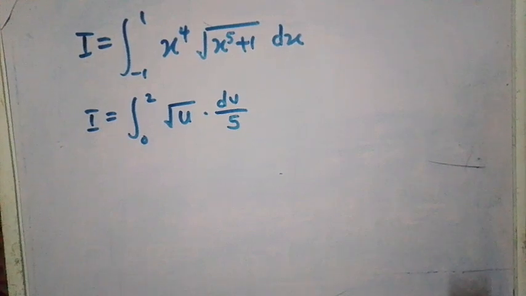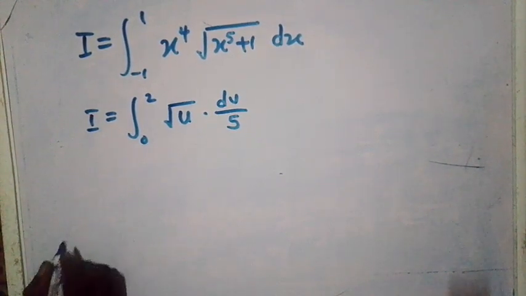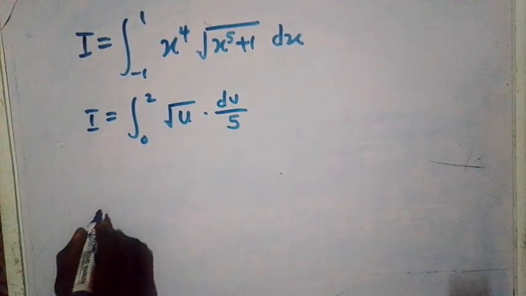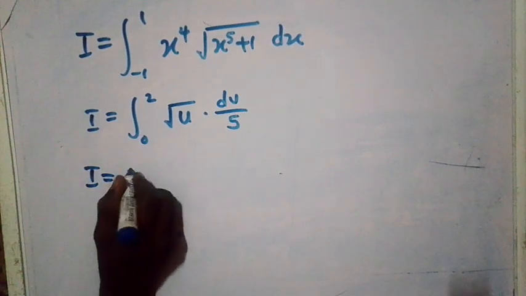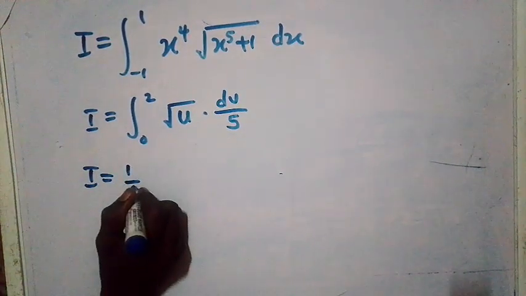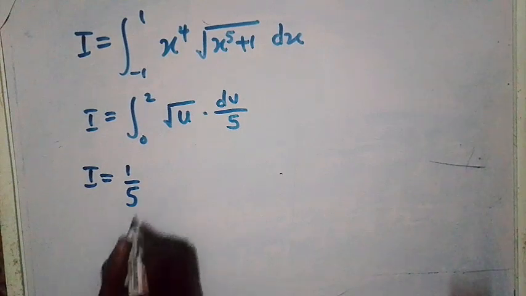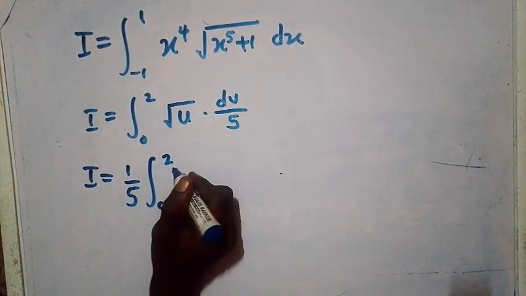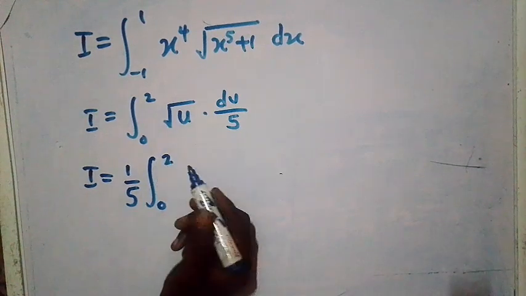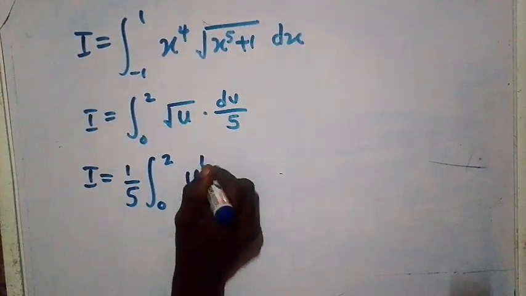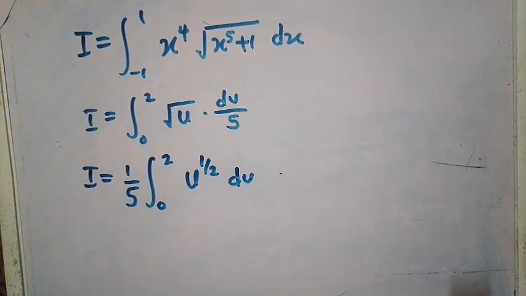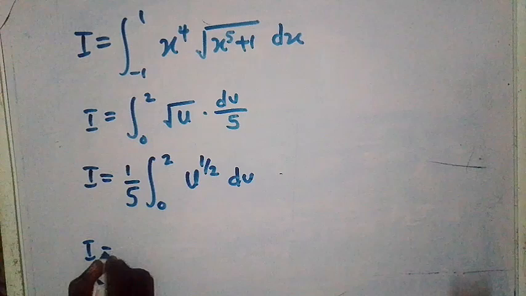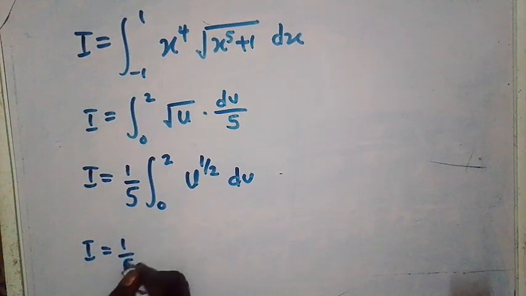Now let's factorize out the constant. From here we can have it as I equals, factorize out this constant, 1 over 5, the integral from 0 to 2. This square root is the same thing as 1 over 2. Then we have u raised to the power 1 over 2 du. Now let's integrate. I equals 1 over 5, integrate this function.